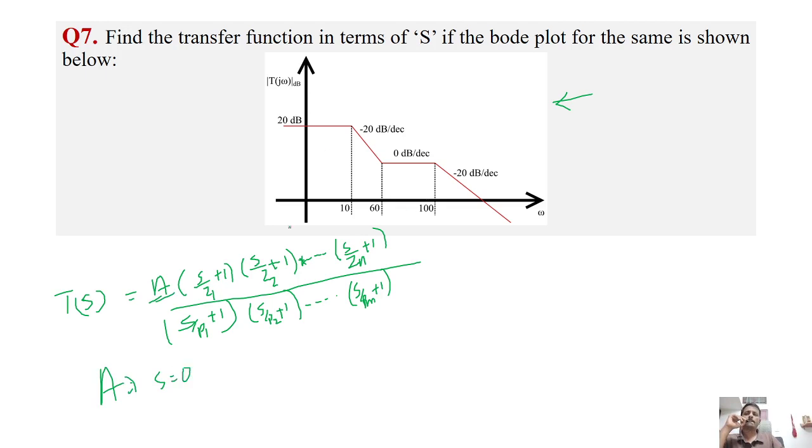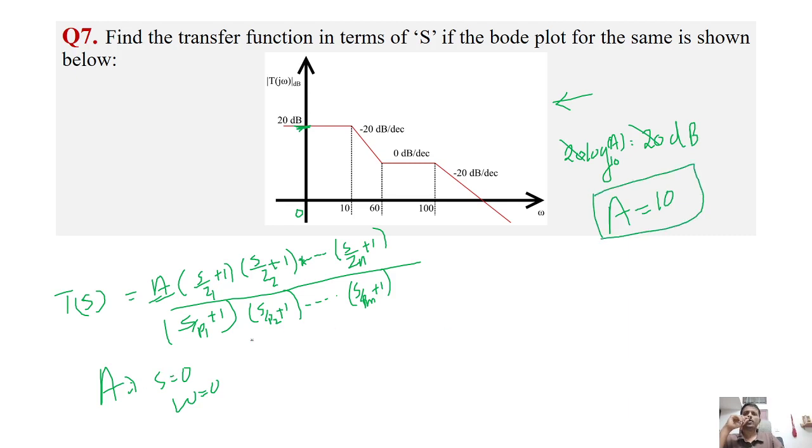So for example here S equal to 0 means at which omega equal to 0, the value. So here from the Bode plot at 0 the value is 20 dB. Okay, so this is 20 dB. So given here is actually 20 log of A, which is given as 20 dB. So what is A? Since the base is 10, A will be equal to 10. So A is 10. Okay, now we need to find Z1, Z2, Zn, etc.